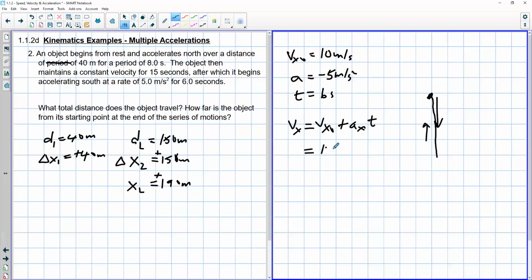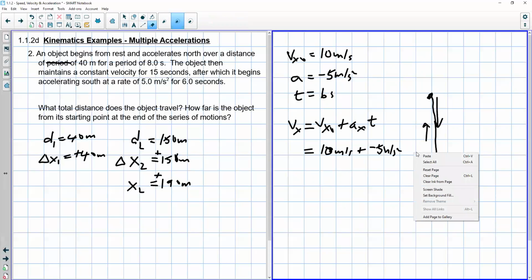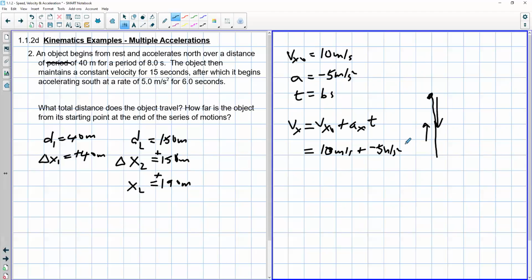So that's going to be 10 meters per second. And of course, some of you could do this in your heads, right? You already know what it's going to be, because you know that we're accelerating at a rate of 5 for 4 seconds in the other direction. So 10, this is -30, so -20 meters per second.